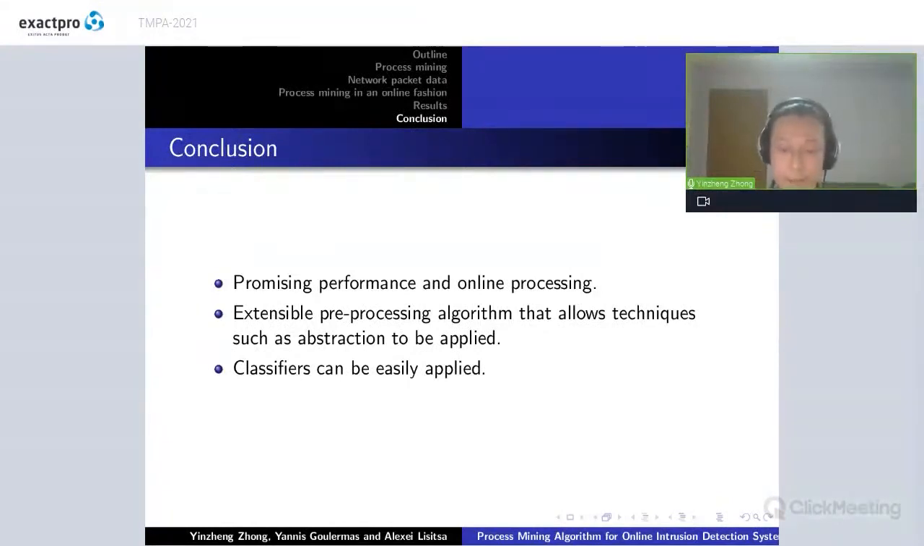And this is very extensible. By theory, this would not only work on network data. Anything that can be converted into an event log, you can apply this algorithm to, and you can also apply any kind of classifier to the output of this algorithm.